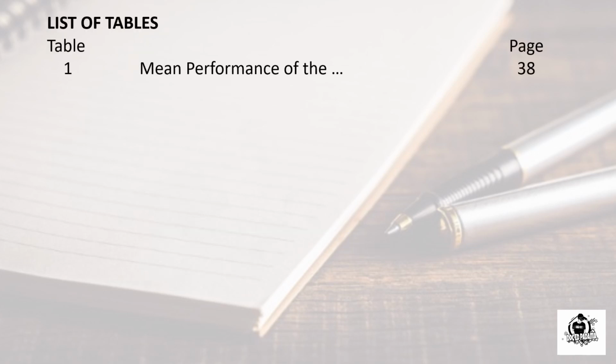Then after this part, you have the list of tables. This is the sample format. You include the table number, the title of the table, and the page number. The page number applies to the other parts of the research. It was not presented because this will depend on the research that you are writing.